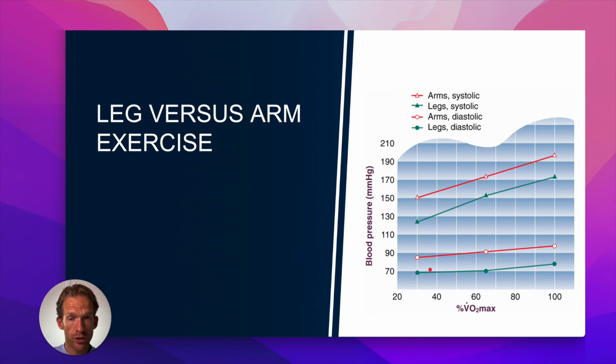So for cardiac patients, for patients with hypertension, this is a very important difference to keep in mind when deciding to choose for a certain type of exercise. And this is again connected to the exact same intensity. So at any given intensity, leg exercise will lead to a lower blood pressure than arm exercise.